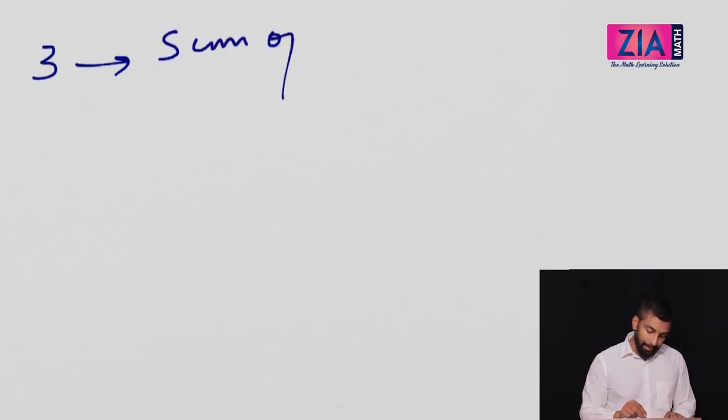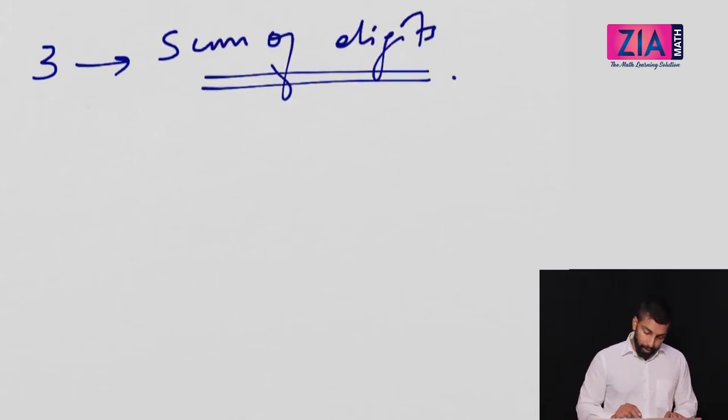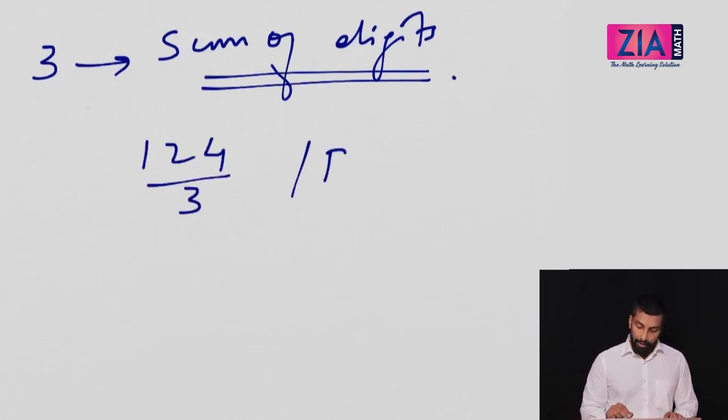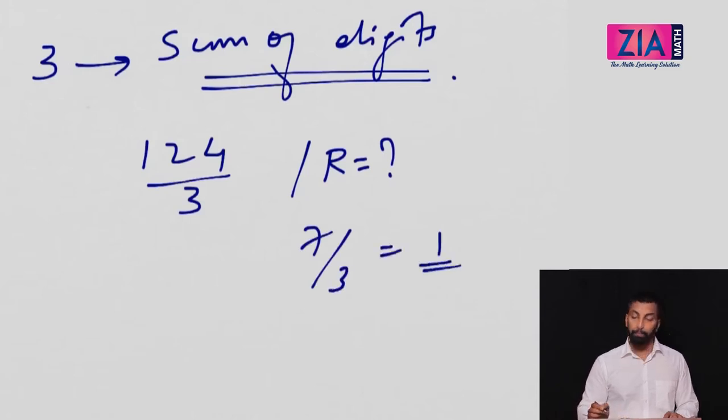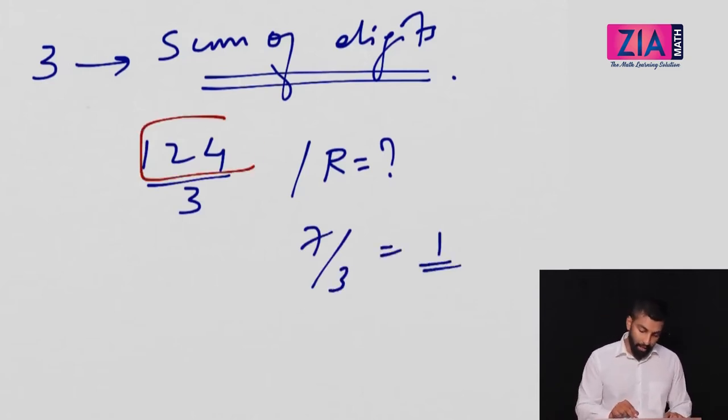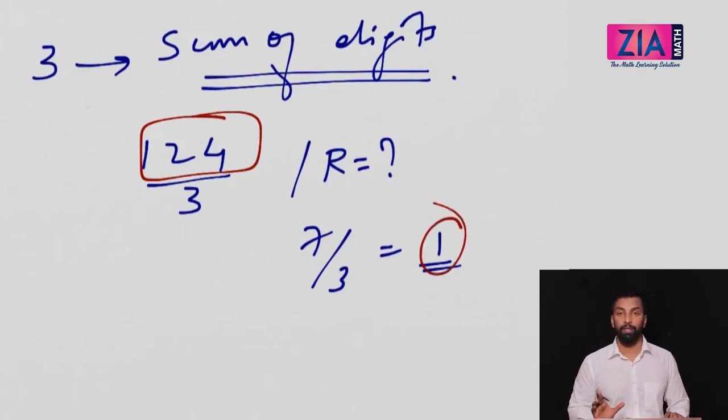Okay, divisibility of 3. So what is the divisibility of 3? You will tell me directly that it is sum of digits. So if you have a question, 1 2 3 4 divided by 3, what is the remainder? You will find the sum of digits. 1 plus 2, 3, 3 plus 4, 7. Now 7 you will divide by 3 and you will get remainder 1. So you will directly tell me that this number is not divisible by 3. In case you divide, you get remainder 1. That is the idea of this, right?